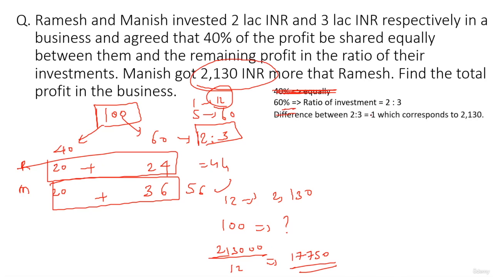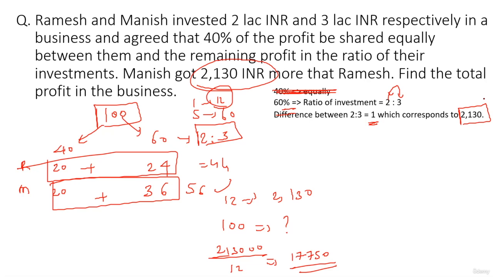So what we'll see is the difference between these values 2 and 3, 1. This 1 corresponds to the total of 2130. That is the difference of their share they receive. Just now we studied that the difference in profit is due to the difference in which they divide the profit in the ratio of their investment. The 40% is not contributing to the difference because they're dividing equally. So the difference in profit is due to only that 60% which they divided in the ratio of their investment.